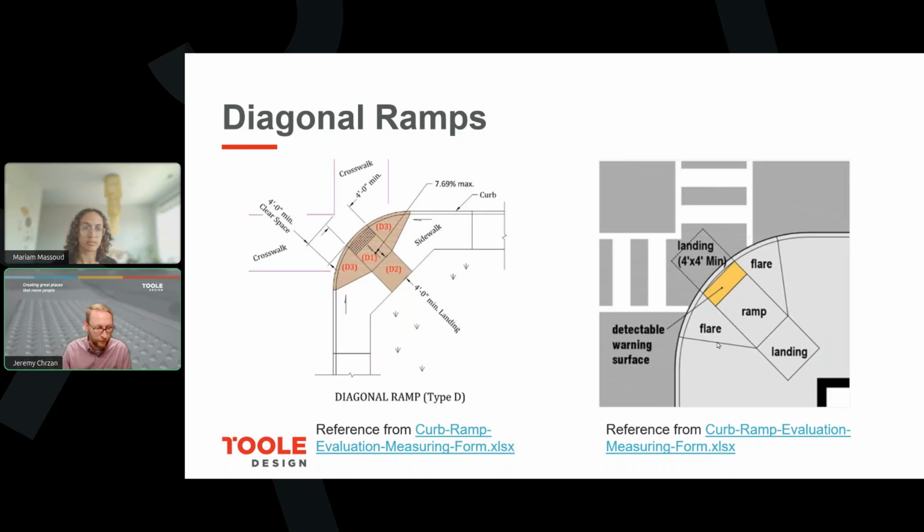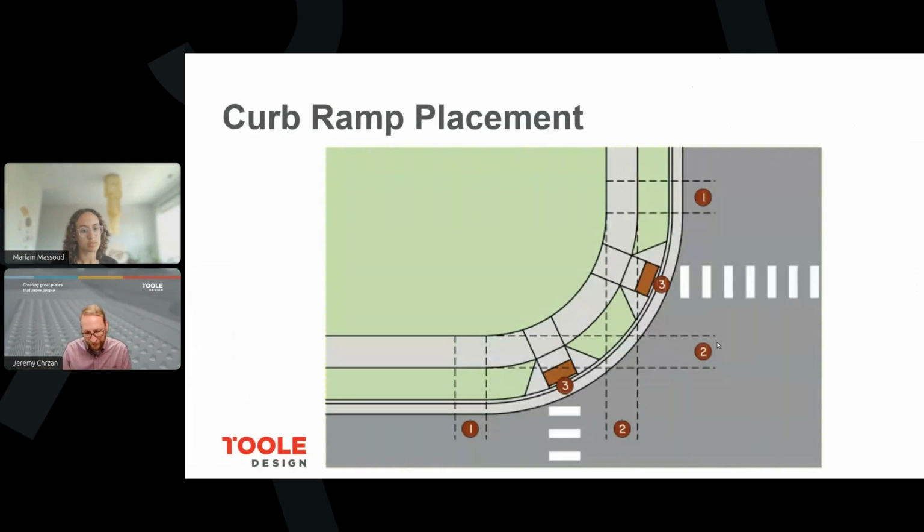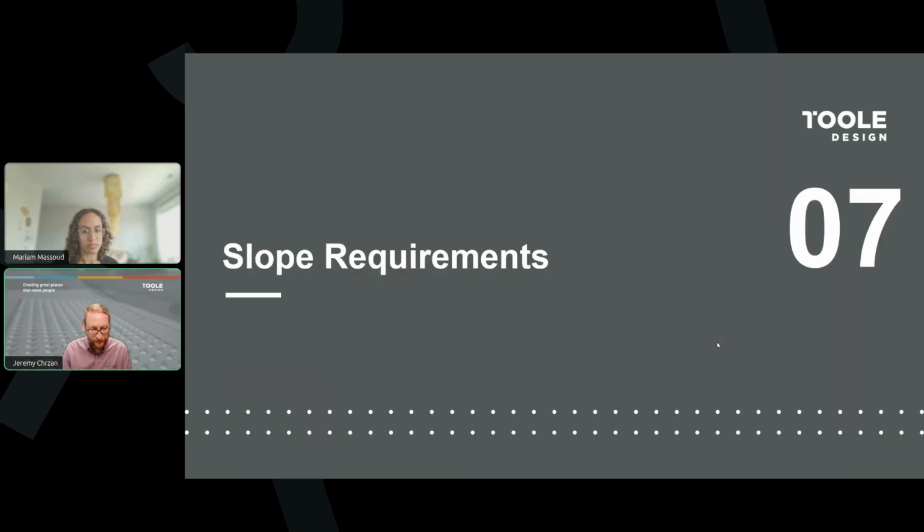It's a little easier to do if we have on-street parking, because that on-street parking shadows that clear space at the bottom of the ramp. But as I said, it's only permitted if two separate ramps or a blended transition are technically infeasible for the reasons that we discussed, that it creates longer crossing distances and increases a pedestrian's exposure within the roadway itself. We already discussed this, but that would be location number 2. It aligns with the direction of the sidewalks themselves, but increases the crossing distance for pedestrians.